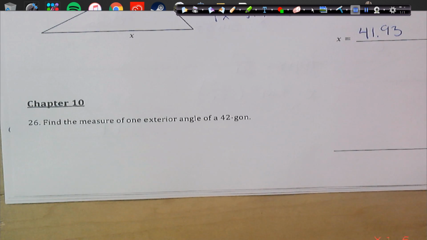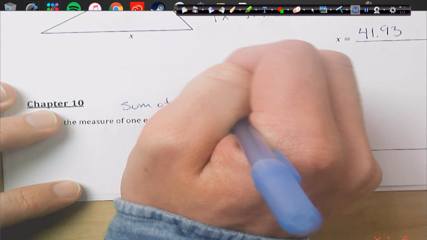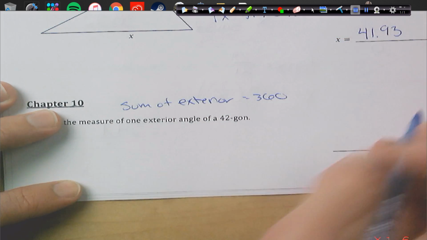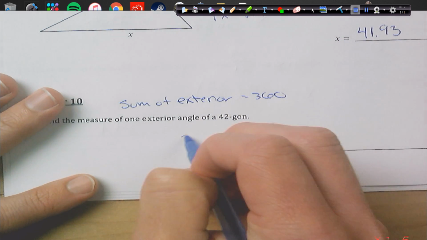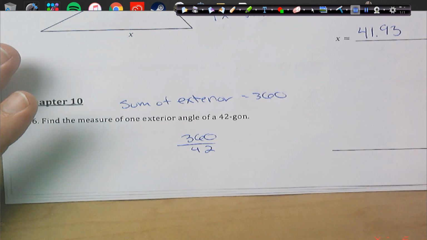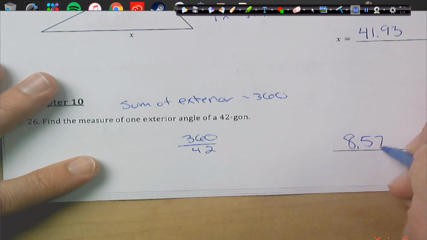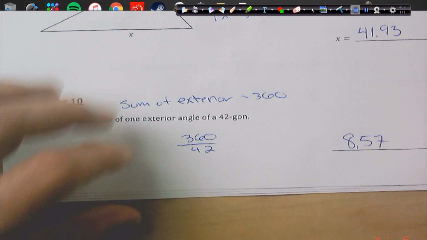Number 26. Find the measure of one exterior angle. Remember, the sum of exterior angles is going to be 360 every time. So if you want to know what one of them is, there's 42 of them, so you just divide by 42. We have a pretty simplistic answer of 8.57, again rounding to the hundredths place.